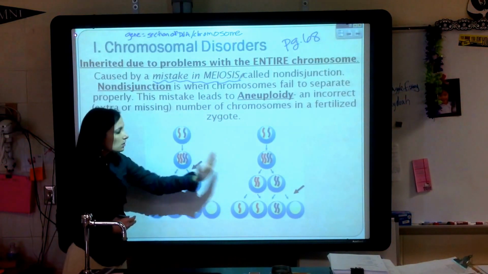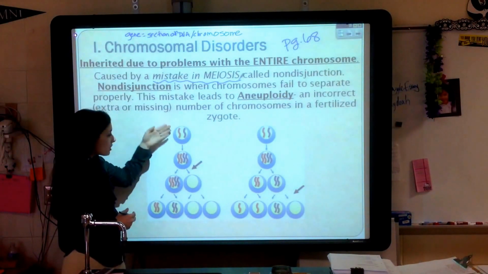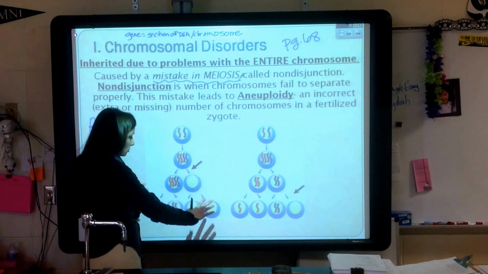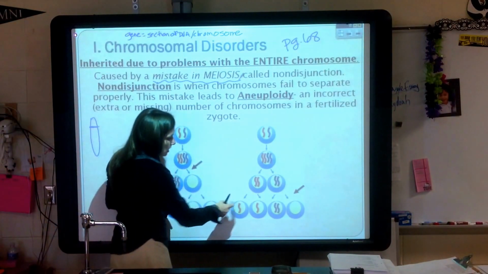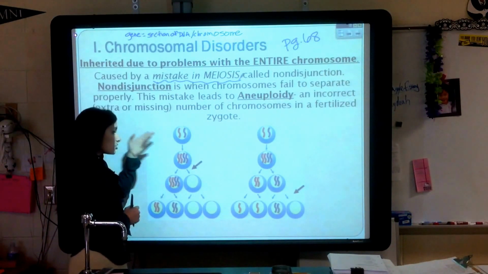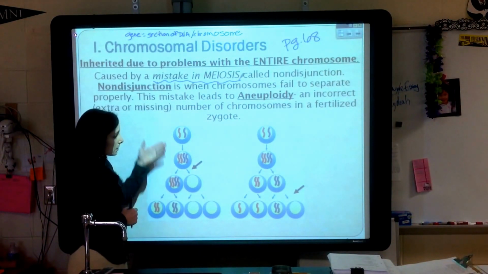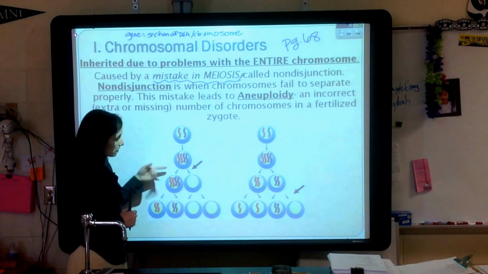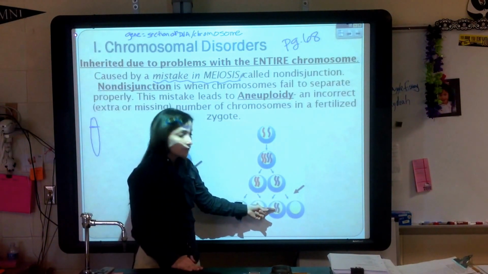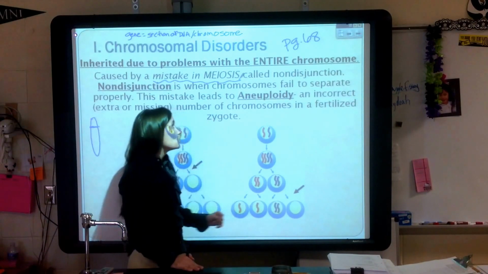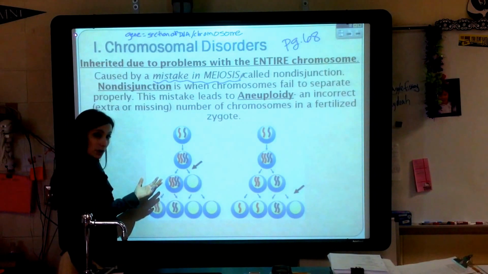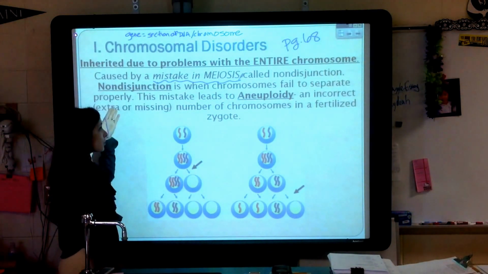And so you see here this picture, where what should happen is they should double, and then they should divide, and then they should divide again, and you should have one in each of the eggs or sperm. But in non-disjunction, they don't divide properly. So here's where they didn't divide properly during meiosis 1, and here's where they wouldn't divide properly during meiosis 2.